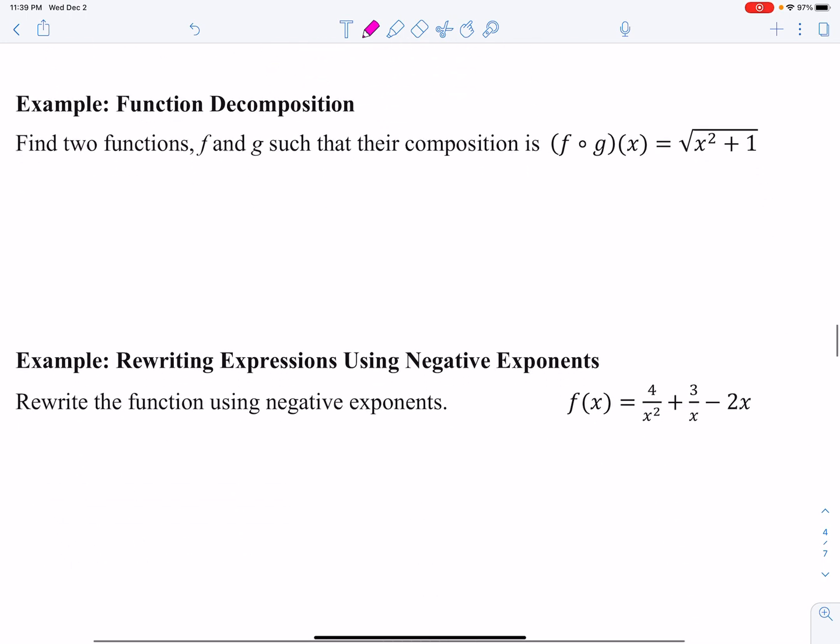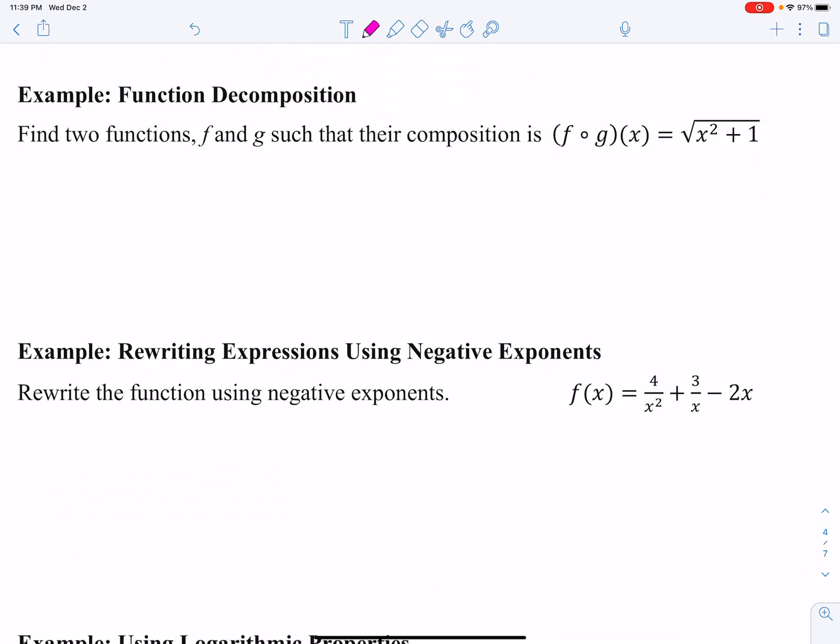All right, let's see. Example: function decomposition. To decompose means take it apart, right? So find two functions f and g such that their composition f of g of x equals this function. In other words, f of g means take the g function and plug it into the f function wherever you see an x. So the easiest way to do a problem like this, especially with the radical, it's actually pretty easy. Whatever's under the radical, that's your g function.